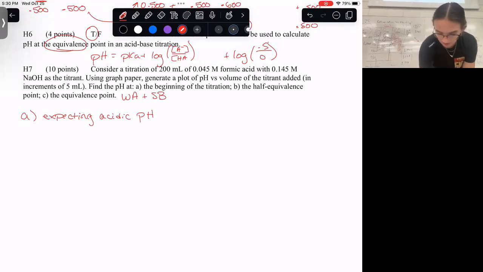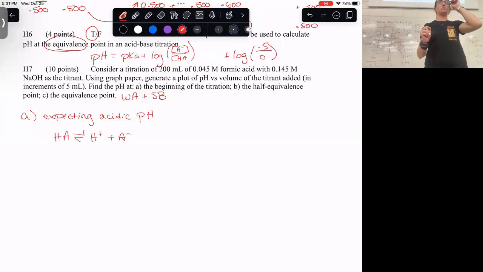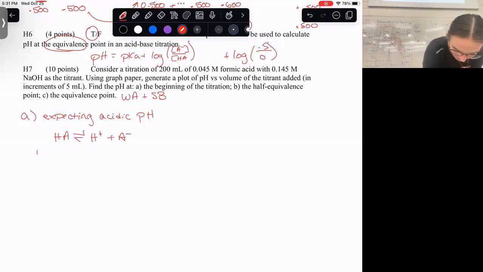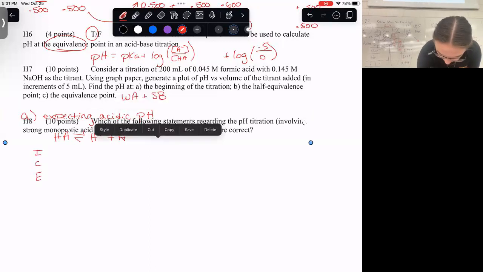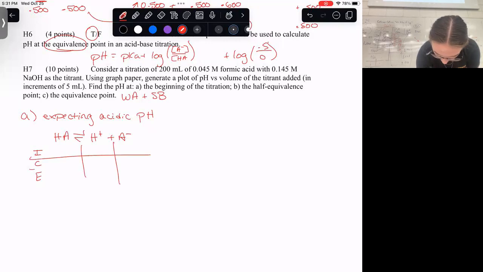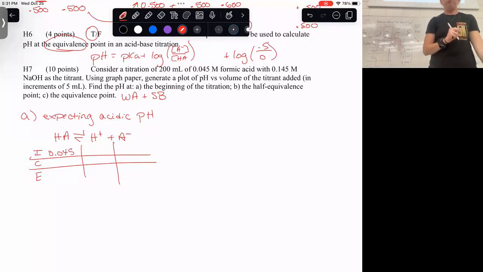Yeah, we can use Ka. It does not matter what formic acid's formula is. If you have a weak acid, you can always write HA will break down into H+ and A-. Right, we're going to do an ICE table, where we're starting off with 0.045 molar of our formic acid.